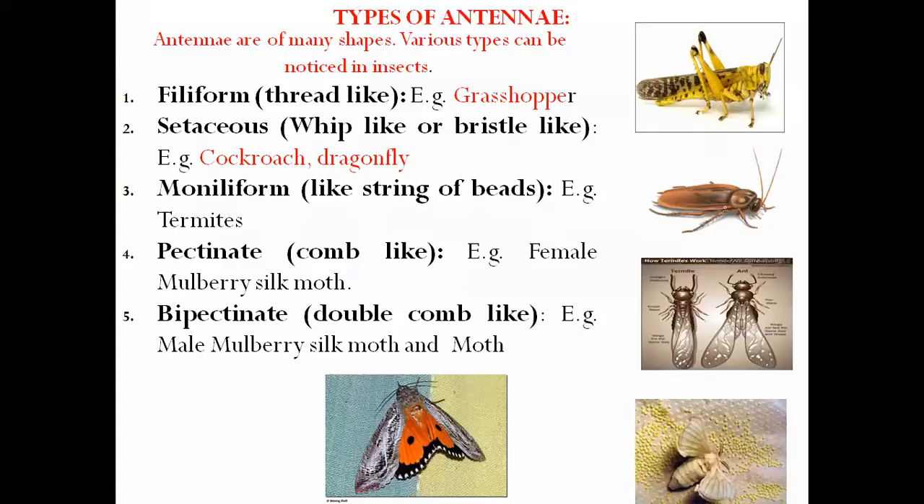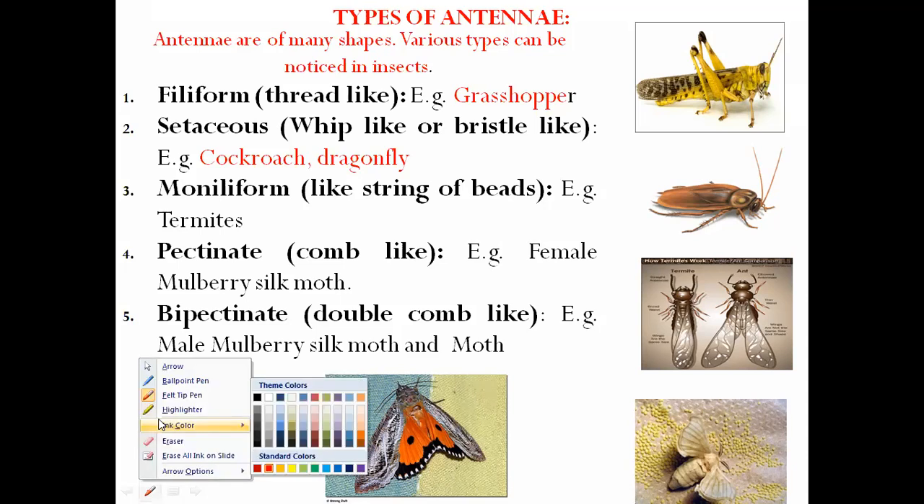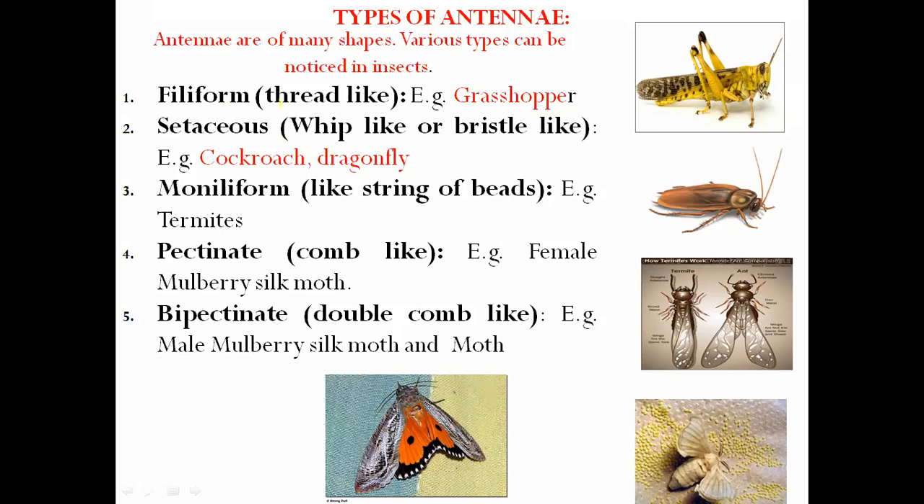So now let's see which are the different types of antennae. This is overall the structure that we learned for the insect antenna. Now, insect antennae have different types, different shapes, and different modifications. Which are these modifications? Let's see. First type, filiform. It means thread-like antennae. Filiform, thread-like antennae. An example of filiform is the grasshopper.